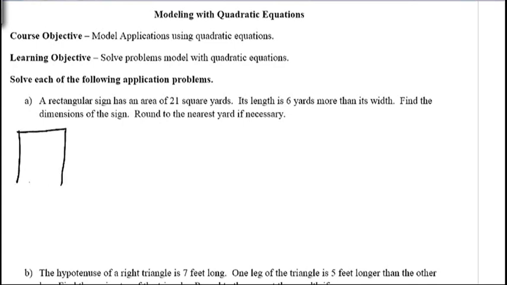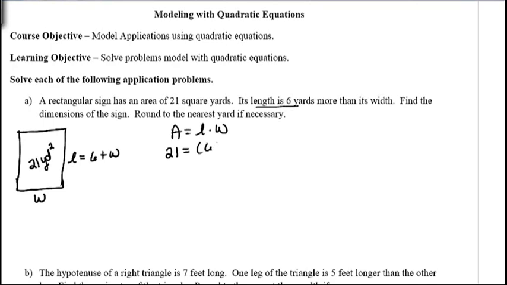So whenever we can draw a picture, we should do that. And so we're given that the area of this sign is 21 square yards. And we're also told that its length is 6 yards more than its width. So its length is equal to 6 plus its width, or 6 plus w, and then this dimension would be its width. So the area formula is length times width. We know what the area is, it's 21, and the length is 6 plus w. Don't forget to put that in parentheses, and then times the width, which is just w.